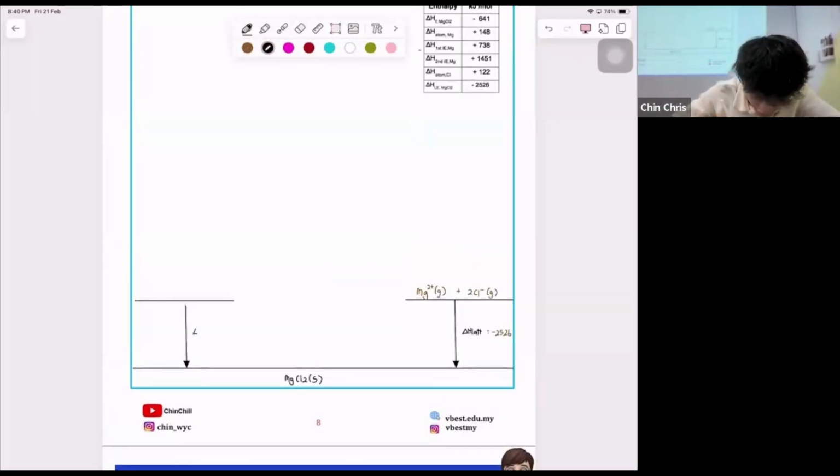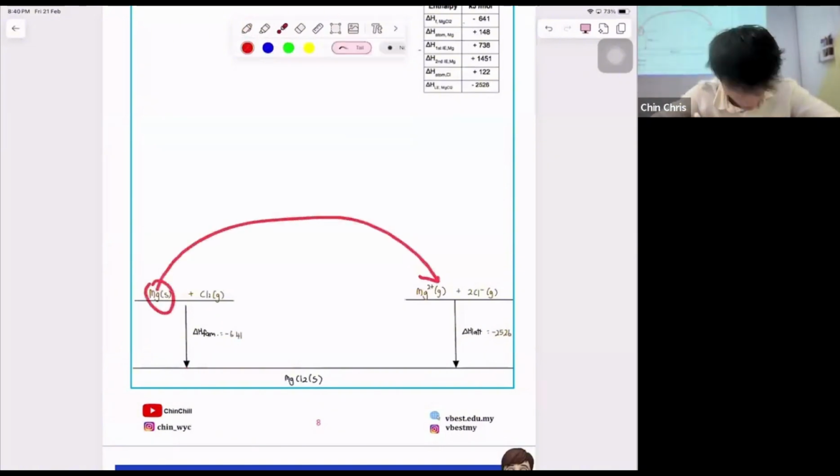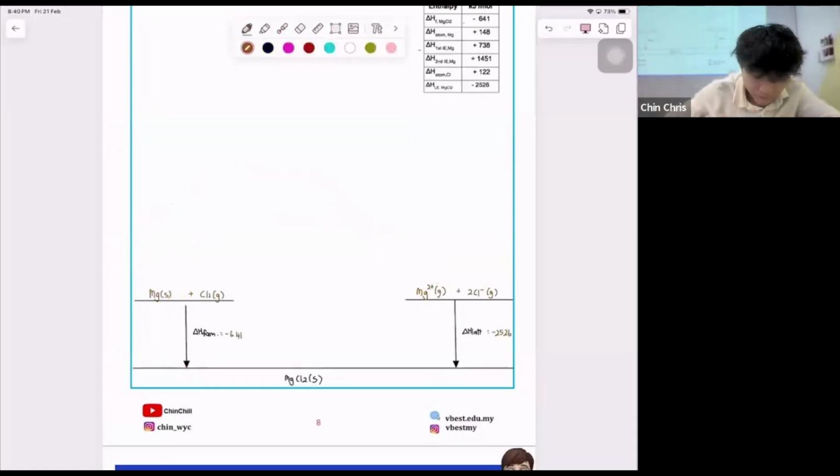So this is delta H formation next. For delta H formation, I have magnesium solid plus chlorine gas. As for formation, MgCl2 is negative 641. All right, guys, first step done. Second step, you have to slowly combine, slowly connect them. Okay, go.